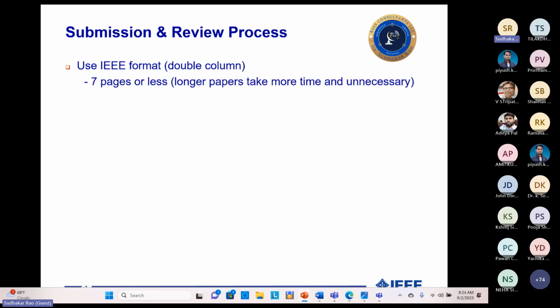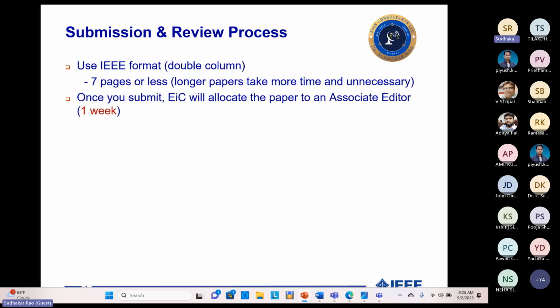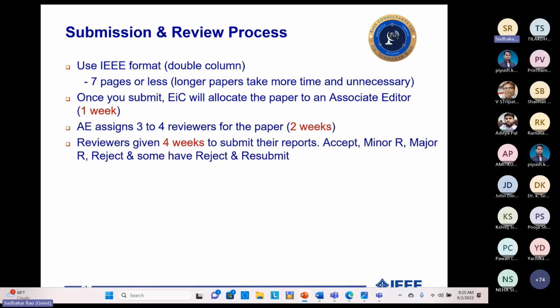Submission, use IEEE format, double column. I recommend 7 pages or less, not more than that. Once you submit, EIC will allocate the paper to associate editors. EIC is the editor in charge. So it takes about 1 week. Then the AE goes and assigns 3 to 4 reviewers to review a paper. So that takes about 2 weeks. Then reviewers are given about 4 weeks to submit their reports.